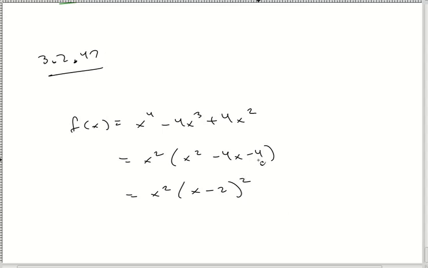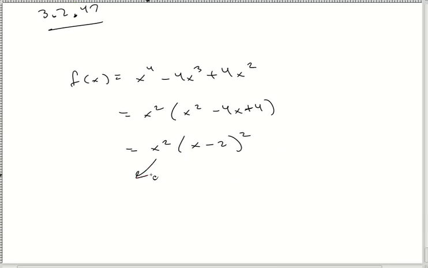Actually, I wrote something down wrong. Hold on. Positive, negative, positive. Okay, now it's correct. Everything's fine now. Okay, so we got here x equals 0. Multiplicity of 2. That number is an even number, and therefore, we're going to touch.